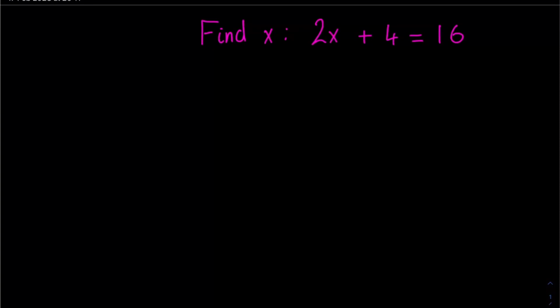So the first one is I'm asked to find x, and 2x plus 4 is equal to 16. What I'm going to do is write that out again. So 2x plus 4 is equal to 16.